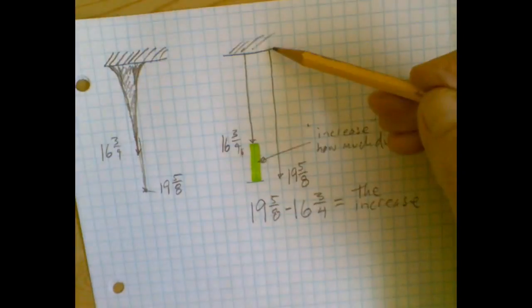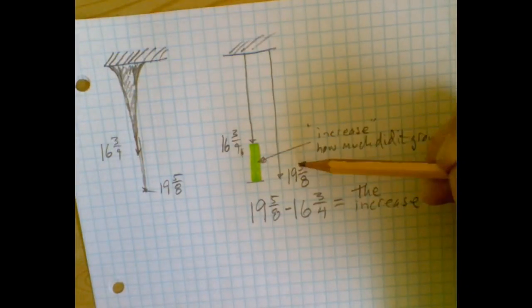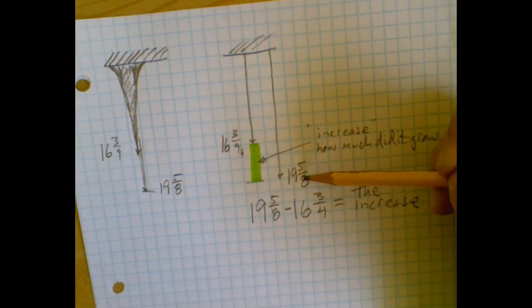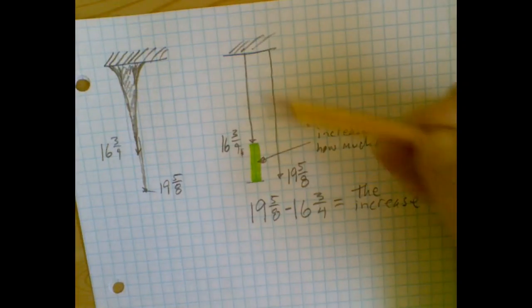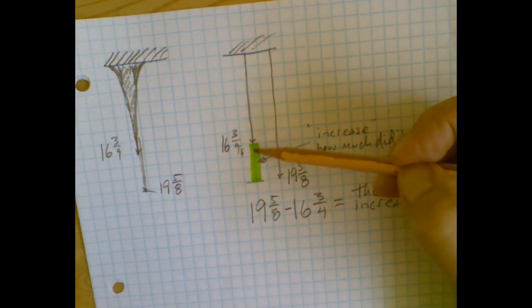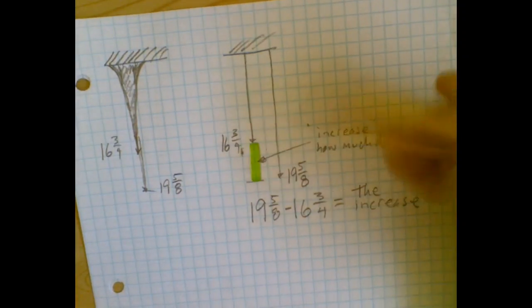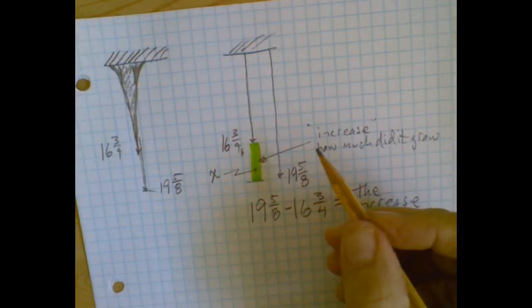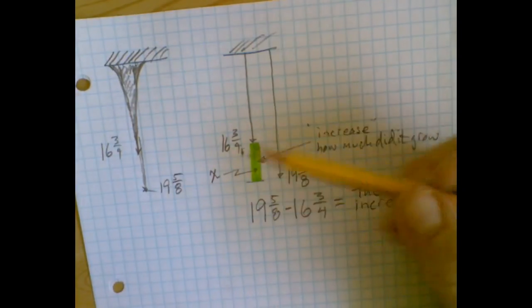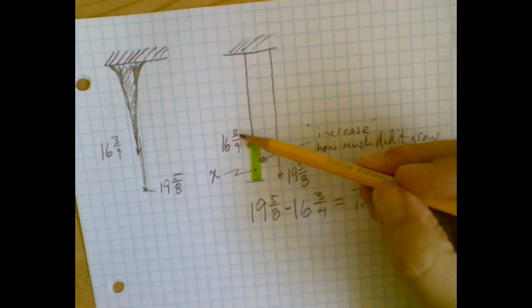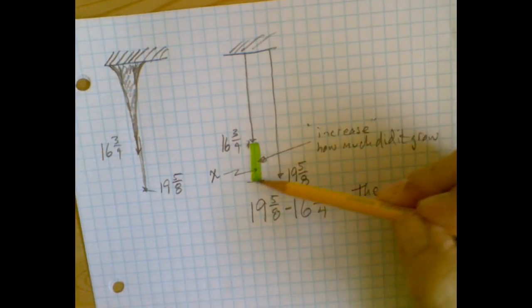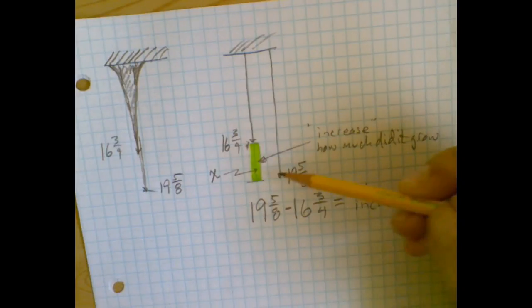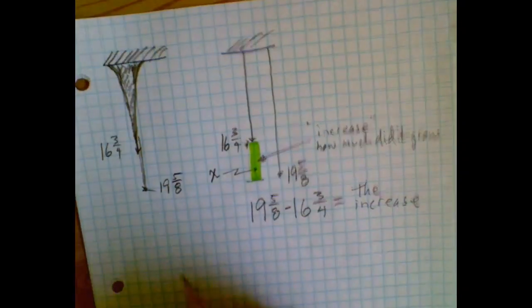Now my final length of my icicle is 19 5/8 inches long. Well, that 19 5/8 inches is what I started with, plus this amount that it grew. Let's just call this X. I don't know what it is, but I know it's the amount that it grew. But I do know that what I started with plus this, how much it grew, is the same thing as 19 5/8.